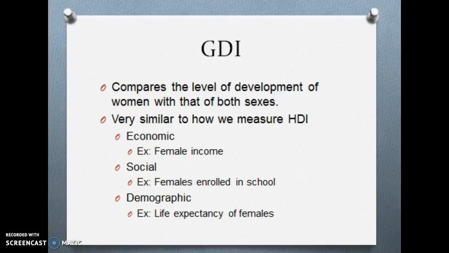All right, the first one to take a look at is known as the GDI. The GDI compares the level of development of women with that of both sexes. Now, the GDI is pretty easy to remember because it's very similar to our discussion of the HDI. It goes into 3 main categories. The first one is economic factors, and I just crunched the numbers, folks.